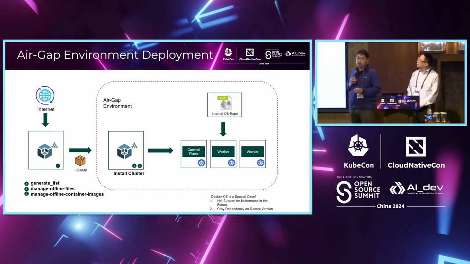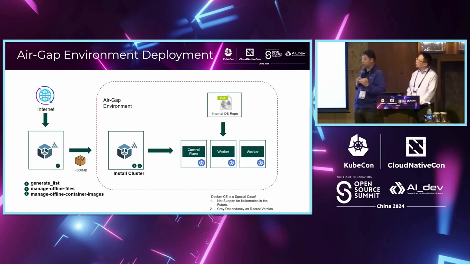Many users are using Kubernetes in air gap environments, where the environment cannot connect to the internet. Kubespray can support it natively. We provide a script to generate the offline Linux packages list, and we can use it to generate the package list.